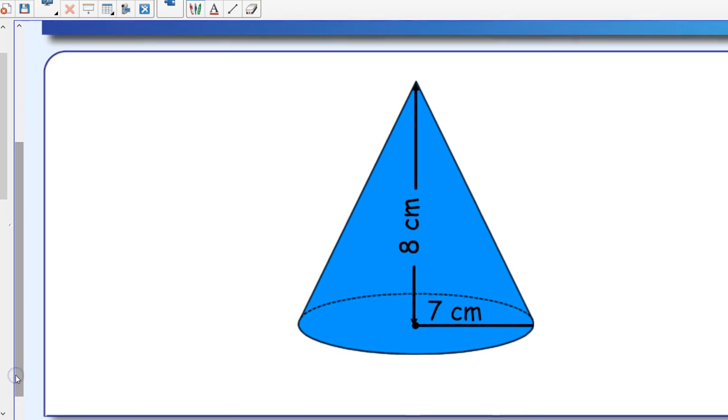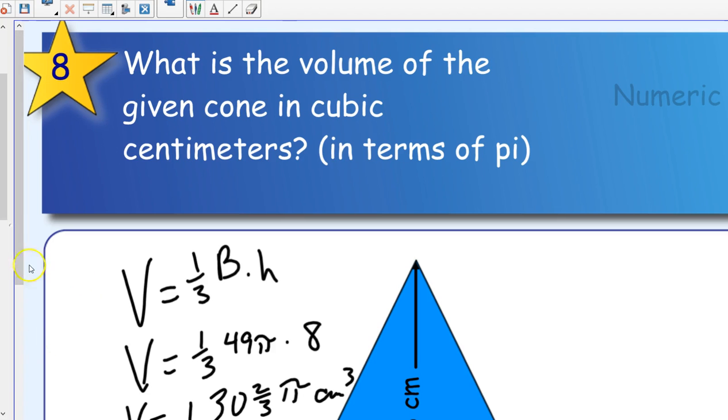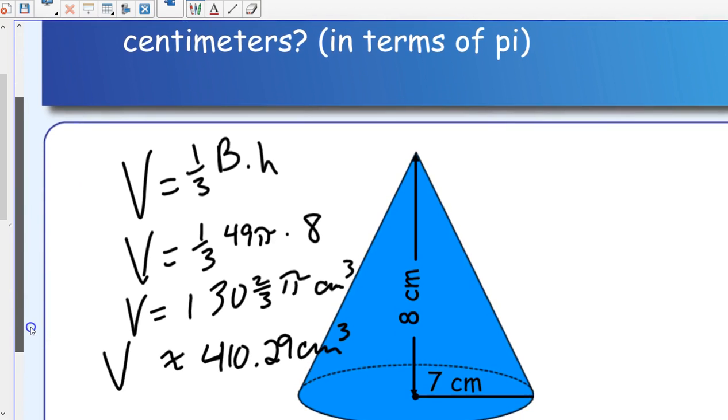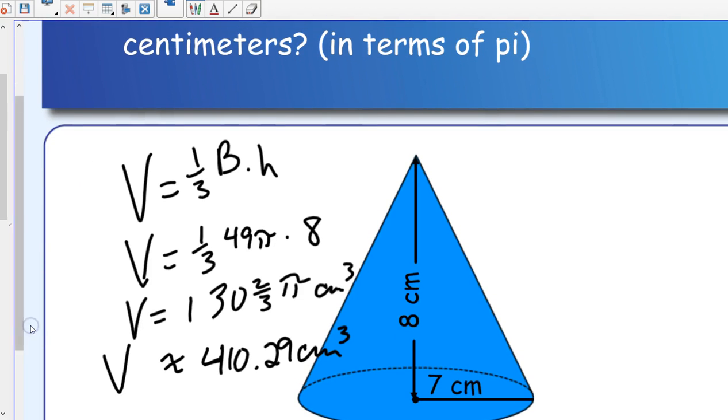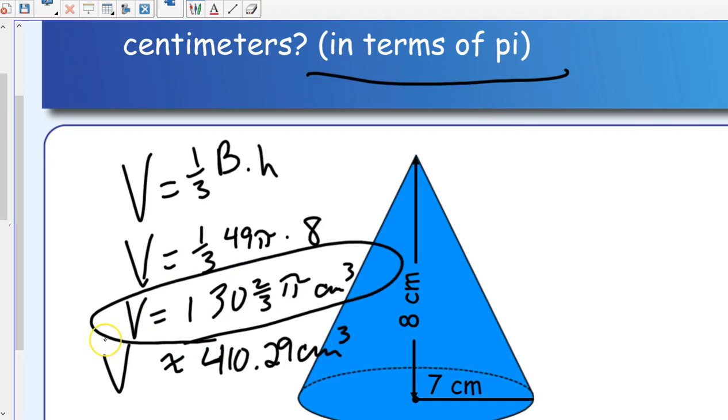Volume of that cone, again, it's a pointy or one base shape. So because it is a one base shape, it says in terms of pi, so this would probably be the preferred answer. This would be an approximated answer. Notice we have the squiggly equals.